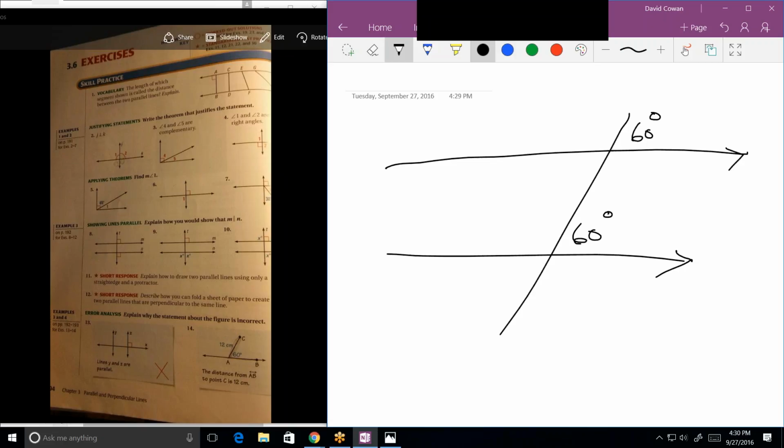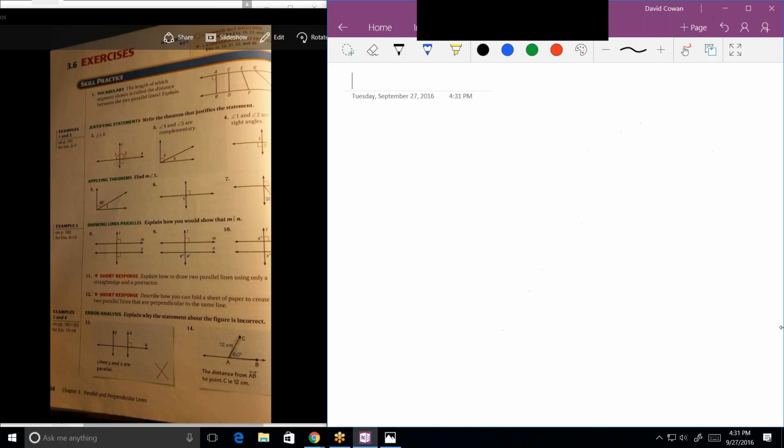I'm trying to figure out the next one. I'm not sure I can. How would you fold a sheet of paper to create two parallel lines that are perpendicular to the same line? Okay. I think I know. I think I figured it out. It's just hard to explain. Yeah, very hard. So those are two lines right there. Yes. And they're parallel. Yes.